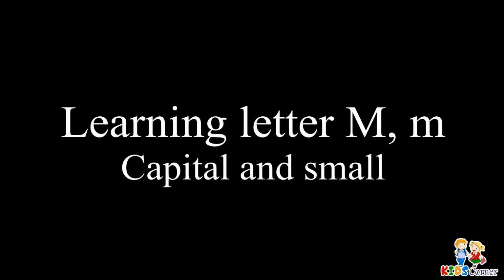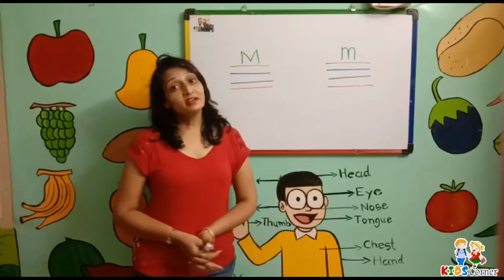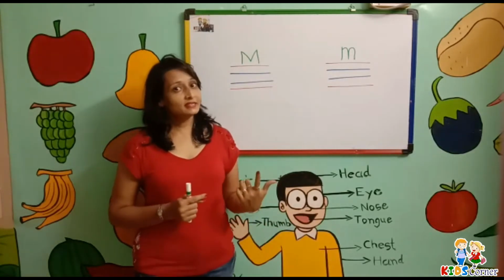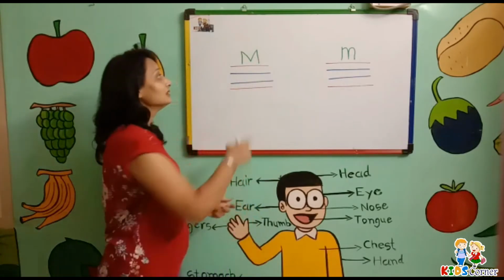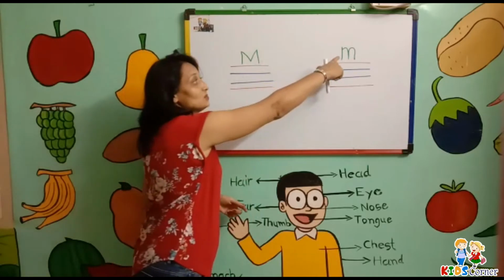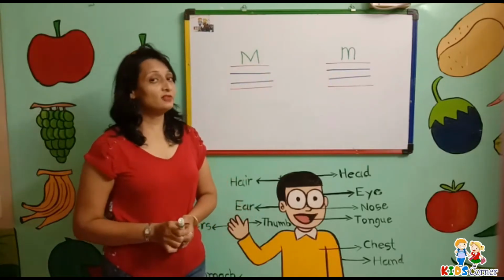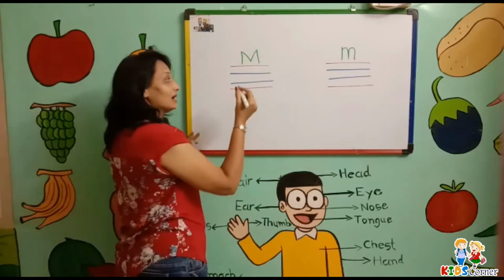Children, good morning. Till now, we have learned alphabets from A to L. So today, we'll start with the next alphabet, which is M. So let's start. This is capital M and this is small m. Capital M, you already know how to write because you have learned it in your nursery class. But let's repeat it.